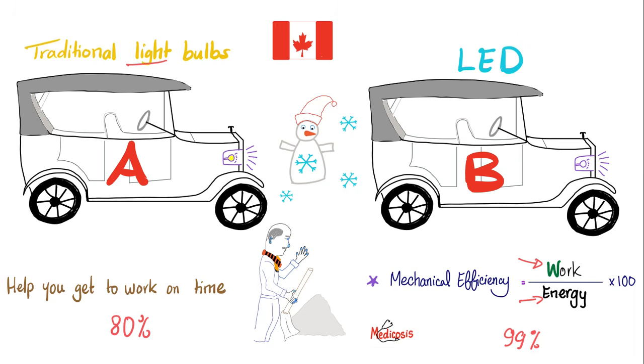But the moral of the story is, from the standpoint of an engineer who cares only about mechanical efficiency, car B is better. From the standpoint of the actual driver who has to drive the car in Canada where it's cold, the traditional light bulbs are better. Even though they are not so efficient? Yes, doofus, even though they are not so efficient. If you define efficiency as mechanical efficiency, car B wins. If you define it as getting to work on time while wasting less time and energy clearing the snow, car A is better.